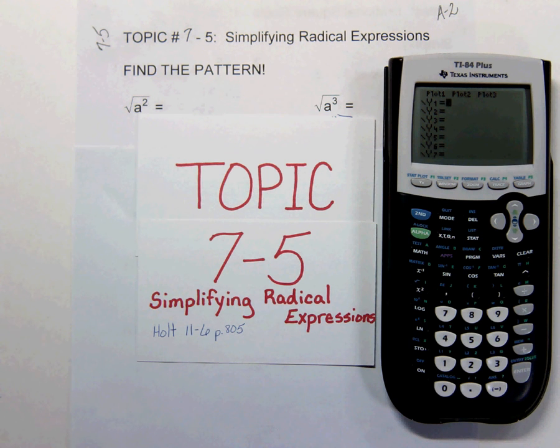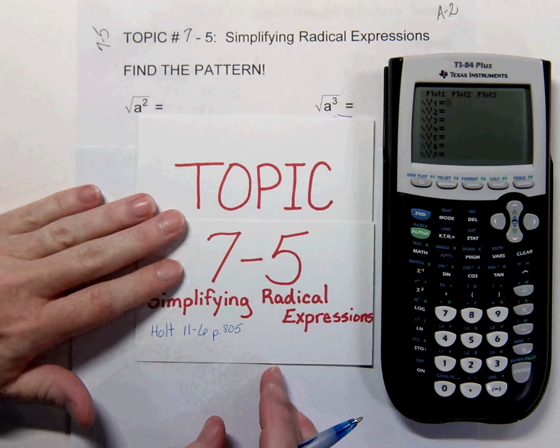Topic 7-5, Simplifying Radical Expressions. This can be referenced with our whole textbook, Chapter 11, Section 6, starting on page 805. Alright, we're still dealing with, we're going to look for patterns. We're still dealing with radicals.